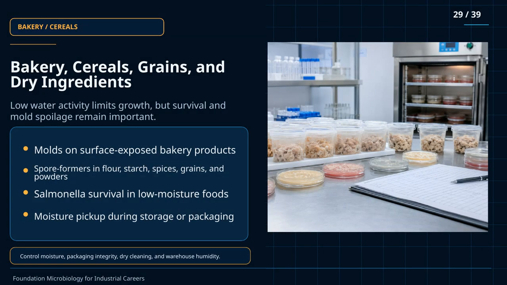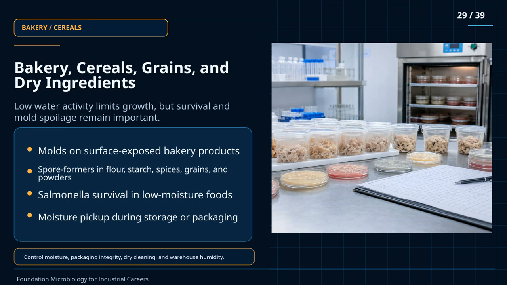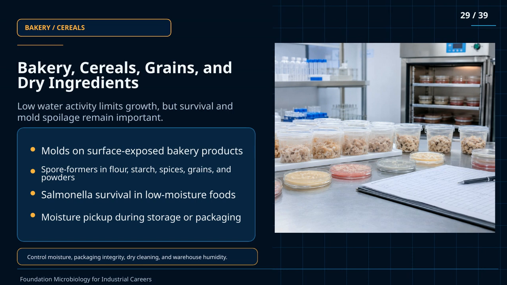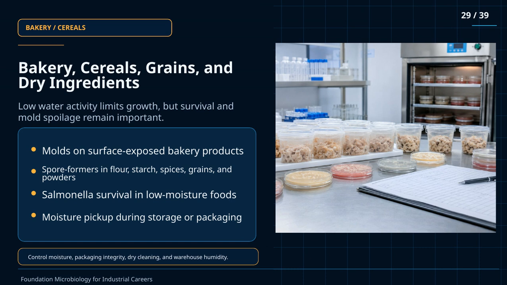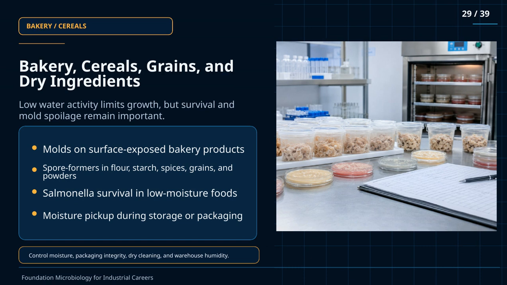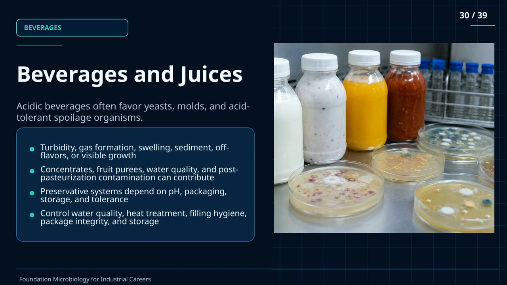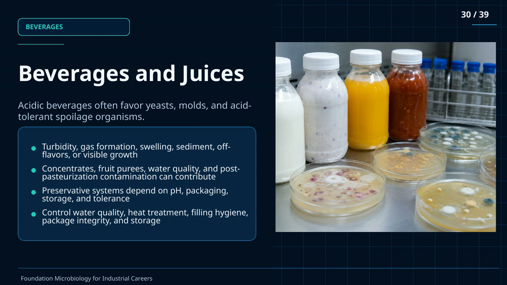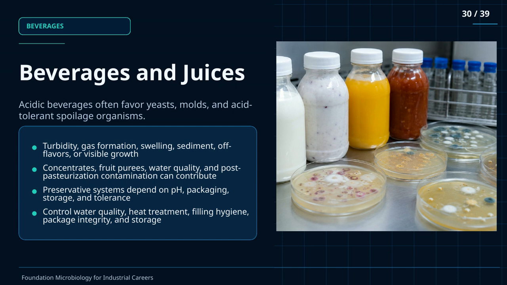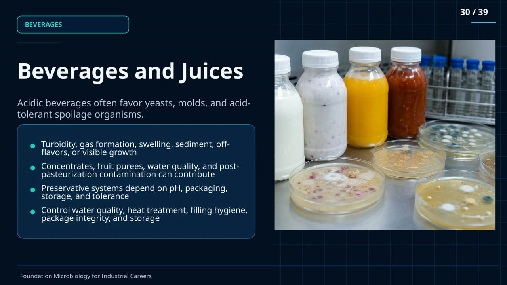Bakery products, cereals, grains, and dry ingredients often have low water activity, which limits growth but not survival. Mold spoilage, spore formers, Salmonella survival, condensation, and warehouse humidity remain important concerns. Acidic beverages and juices often favor yeasts, molds, and acid-tolerant spoilage organisms. Water quality, heat treatment, hygienic filling, preservative control, package integrity, and storage conditions all shape the risk.